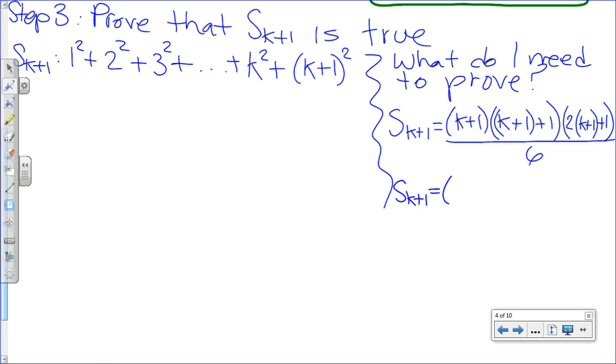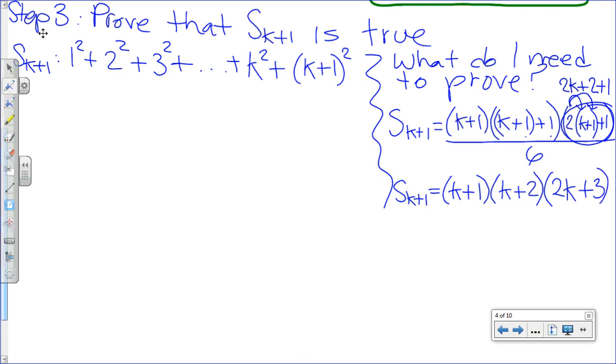Now I'm going to simplify this one a little bit. So it will look like this. K plus 1 times, here we will have 1 plus 1, so that will be K plus 2. And my third factor will be, if we distribute the 2, first it will be 2K. And then 2 times 1 will be plus 2. And then let's not forget we have another plus 1. So the answer that comes from here will be 2K plus 3. Do we understand how I got that 3? Okay, so now all of that will be divided by 6.